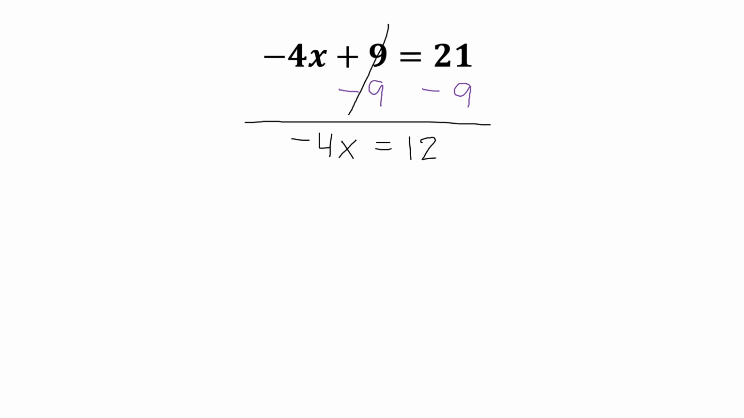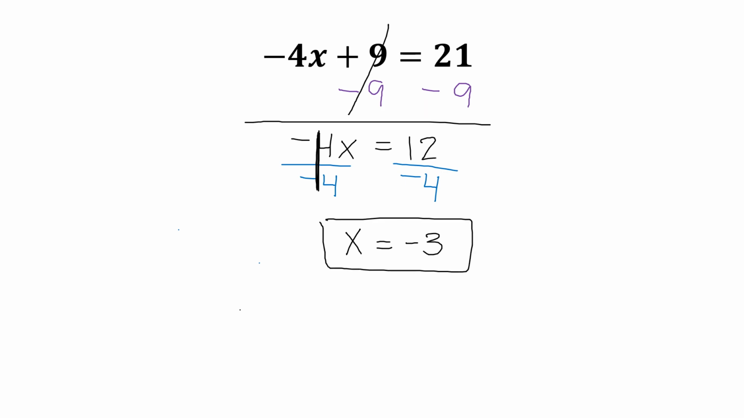Our final step is to isolate our variable. We want to eliminate the negative 4 being multiplied by the x. So the opposite of multiplying by negative 4 is dividing by a negative 4. When we solve, negative 4 divided by negative 4 cancel to become a positive 1. We're left with 1x, or just x. 12 divided by a negative 4 equals negative 3. X equals negative 3.